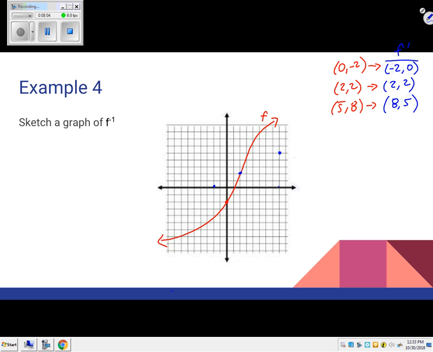Might need a few more points. Let me come down here and get some negative points. Right here looks like a good one: (-3, -5). Again, use my idea of flip-flopping those. So in my mind, I'm thinking (-5, -3) for f inverse. Kind of getting more of the shape down, I hope. Yeah, I like that point.